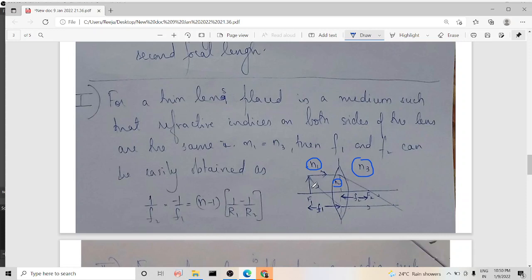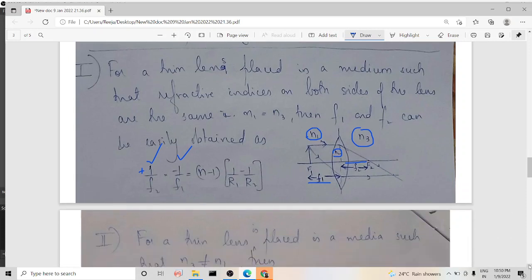So how do you calculate the second focal length and the first focal length here? 1 by F2 is positive. So plus 1 by F2 is equal to minus 1 by F1 is equal to N minus 1 into 1 by R1 minus 1 by R2.